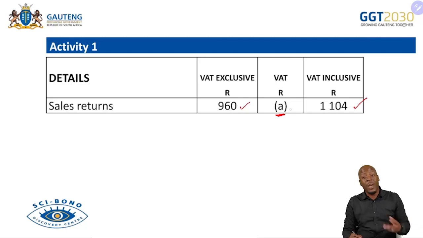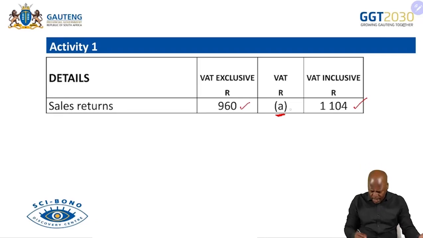And earlier on, we established that the moment you're given an inclusive and an exclusive amount, this is a walk in the park. You simply get the difference between the two. What am I saying? I'm saying you simply come and you say your 1,104 rands, which is your inclusive, you subtract now your exclusive of 960.